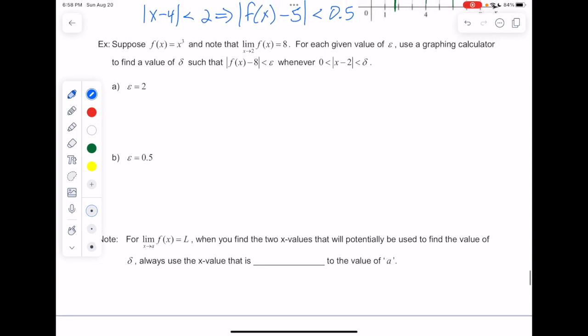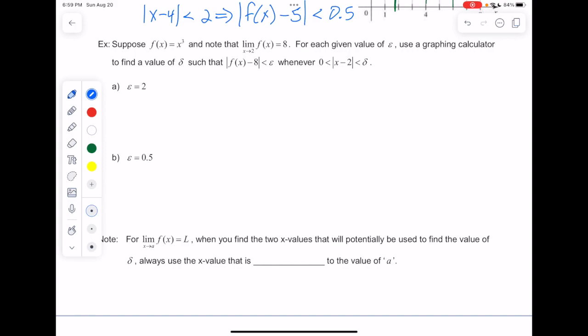So let's jump in. Suppose f of x equals x cubed, and note that the limit as x approaches 2 of f of x equals 8. Well, we can see that very easily. This is a polynomial, so if you plug 2 in for x cubed, you get an 8. So we can check that that is indeed the limit by direct substitution.